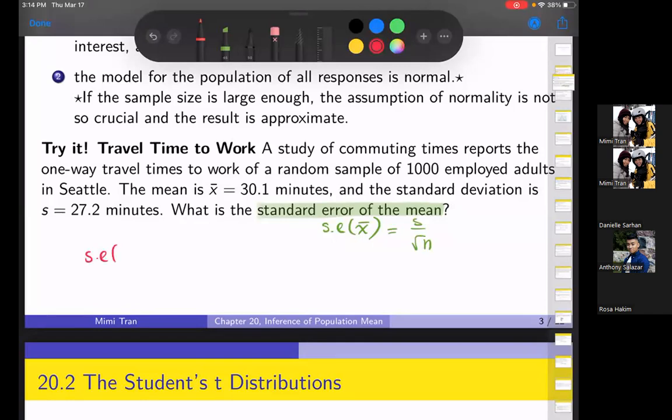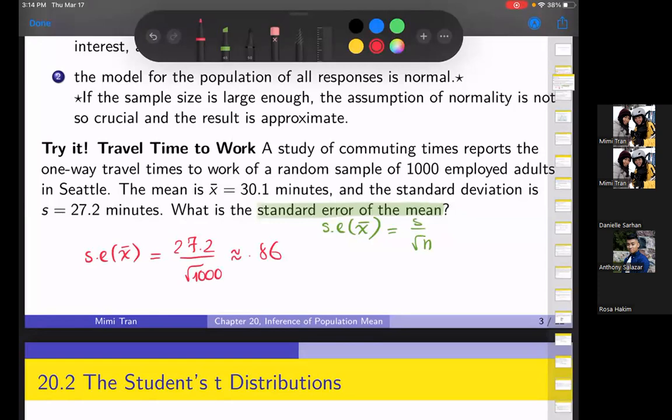So SE of X bar, kind of like function f of x, right? It does not mean f times x, right? So this is 27.2 divided by square root of 1000. Yeah, approximately.